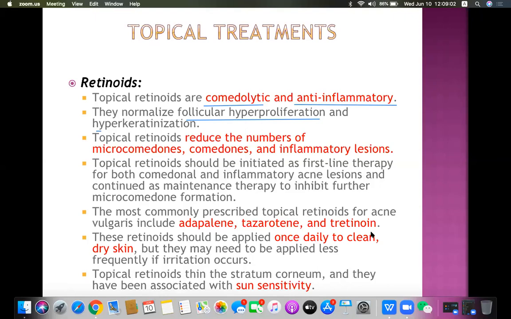One of the important drawbacks or side effects of these topical retinoids is sun sensitivity. Okay, they cause burning sensation on the skin where we apply them, and they are applied once a day to clean and dry skin. So we tell the patient first to wash the face very nicely with clean water, and they don't need to apply any detergent or soap or anything like that. Just wash the face and then apply this medicine.